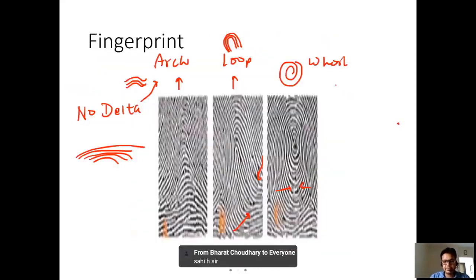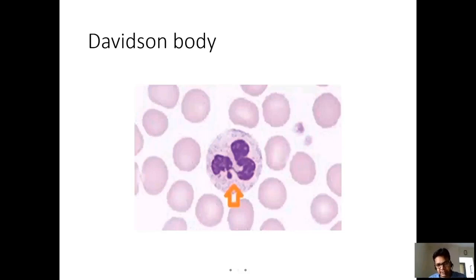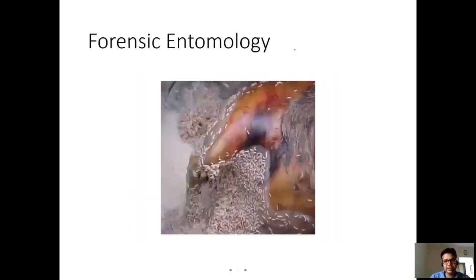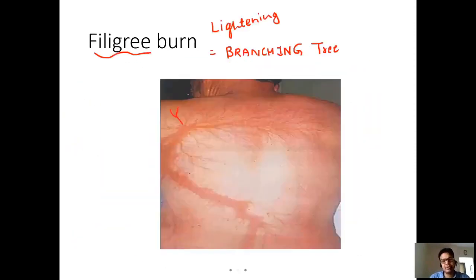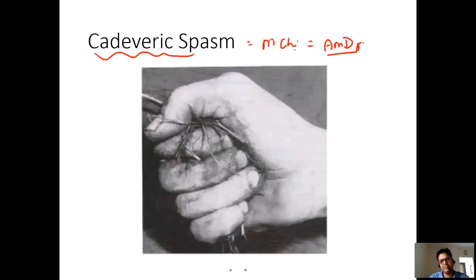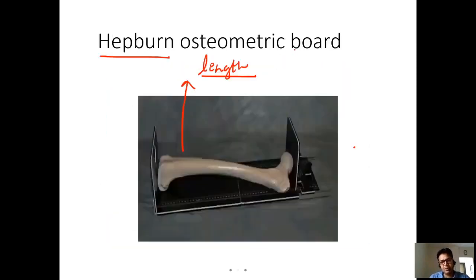This is a Davidson body. As I told you, it's a drumstick body. It is present in female neutrophils. This is a Davidson body. So, anyways, ये कुछ images हैं जो हमें एग्जाम में आनी चाहिए और हमें मालूम होना चाहिए. We know all these images.